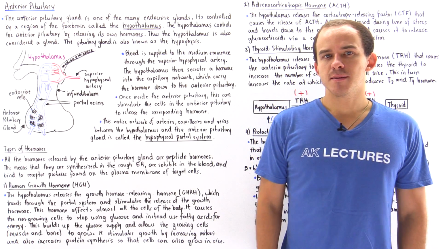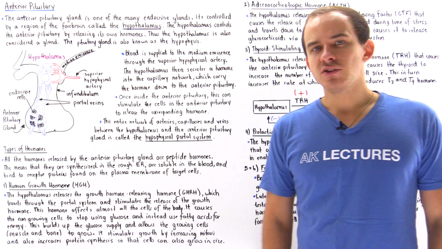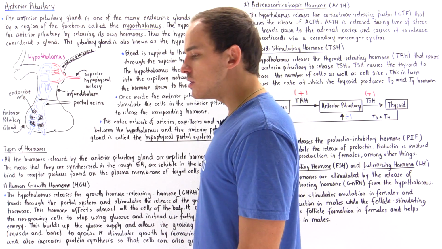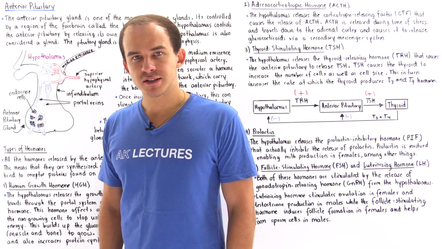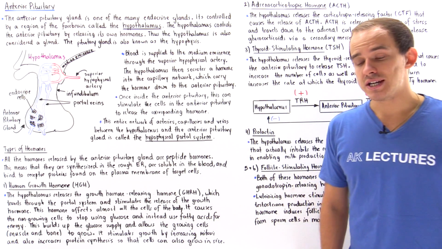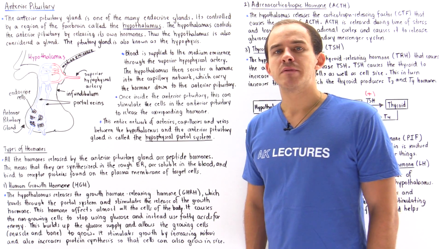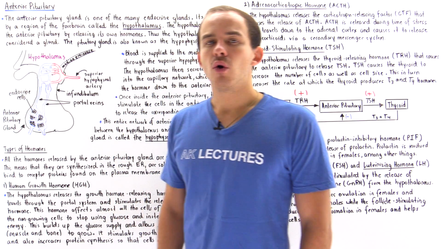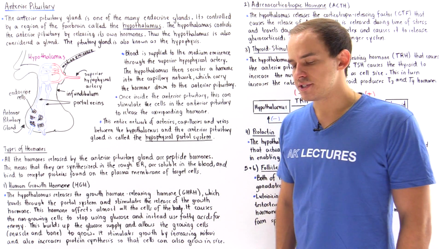The endocrine system of the human body uses endocrine glands to produce and release hormones into our bloodstream as well as into our lymph system. Now, there are many examples of different endocrine glands in our body, and the first type of endocrine gland that we're going to discuss is the pituitary gland, also known as our hypophysis.